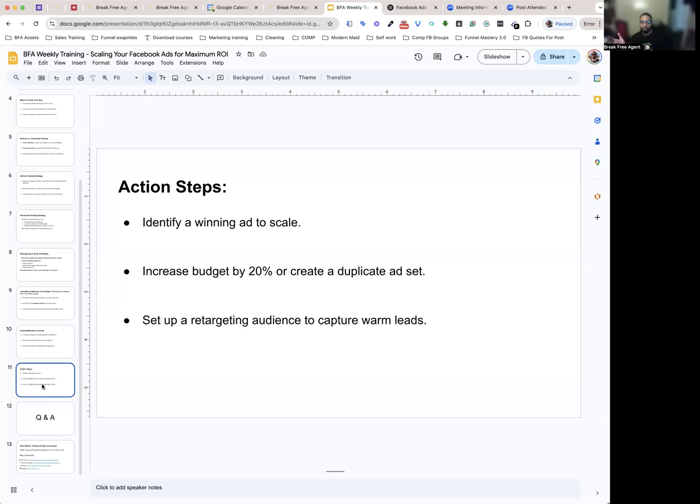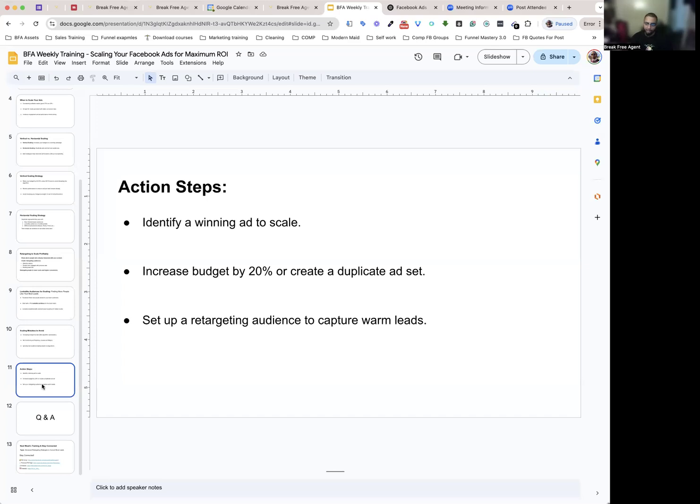So if you have an ad that's running for $10 a day on the ad set level, you can increase it by 20%, which is what, $2. So you go from $10 to $12, or you can duplicate the ad set of the original ad. So duplicate the ad set that is spending $10 and then increase the budget that way.